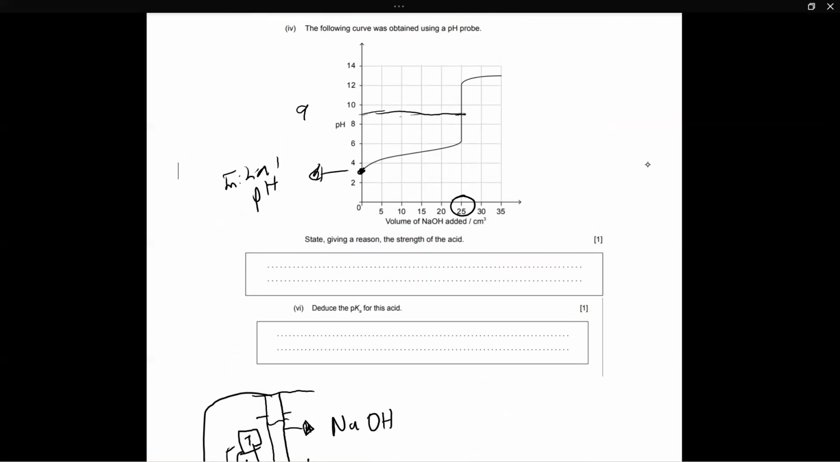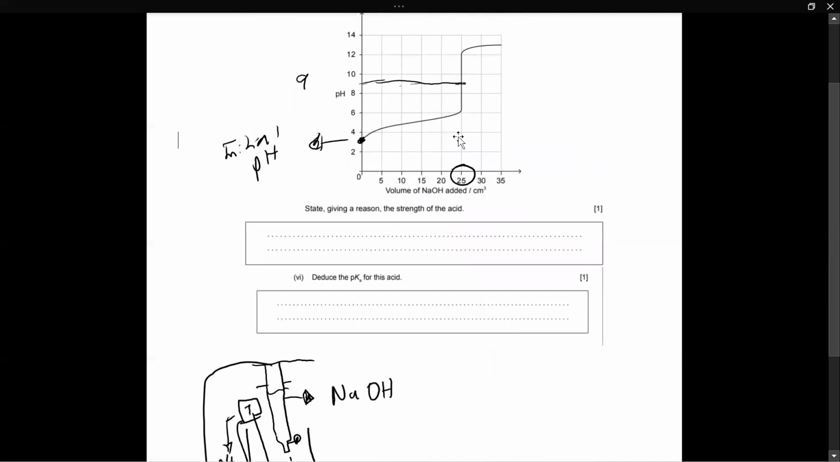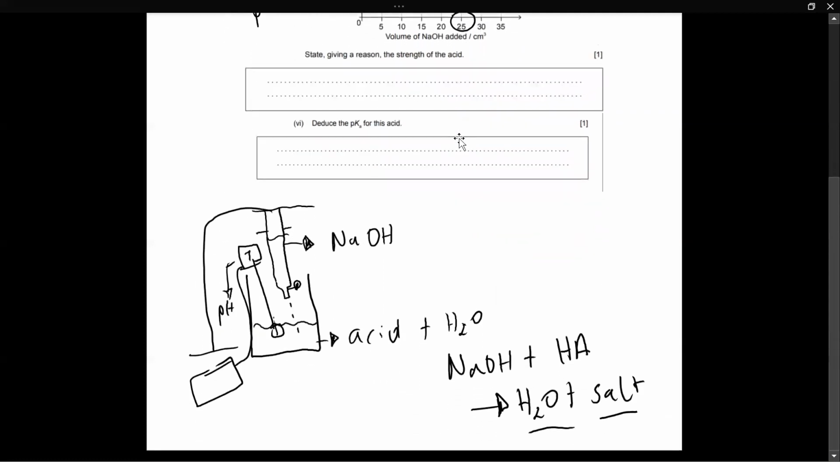That is odd, isn't it? Because by logic, at the equivalence point, we should have a pH of 7, but we don't. We have a pH of 9. And that is actually because the acid is a weak acid. And why does a weak acid have a higher equivalence point? Let me show you why.